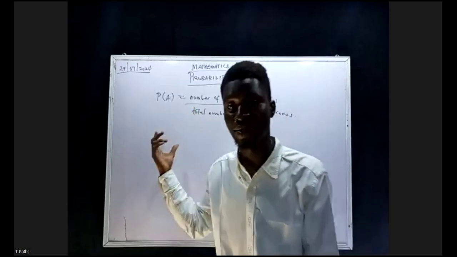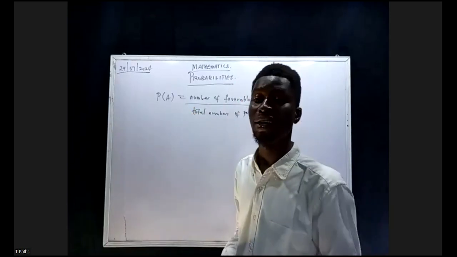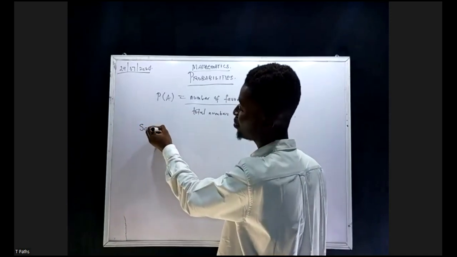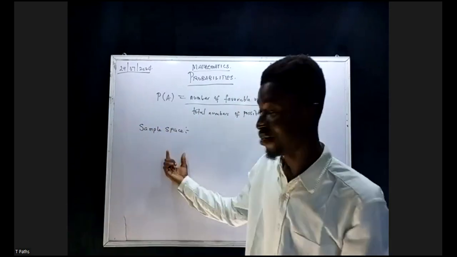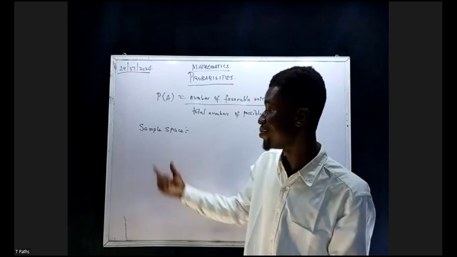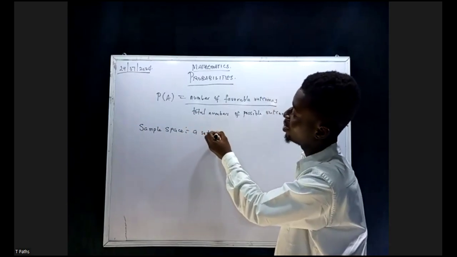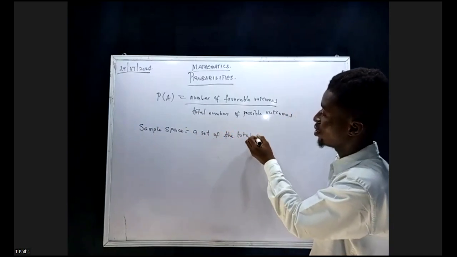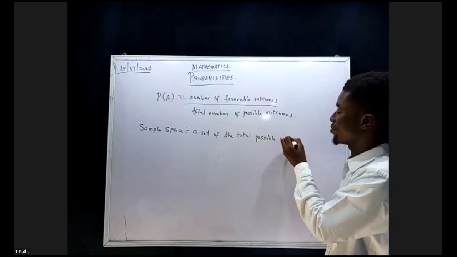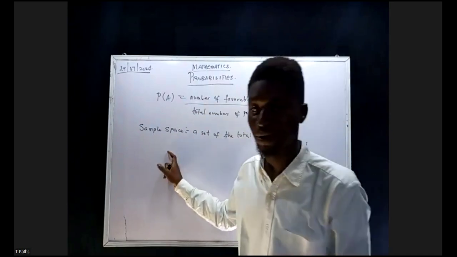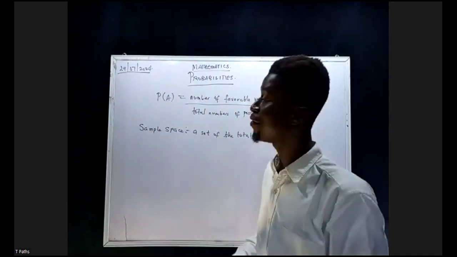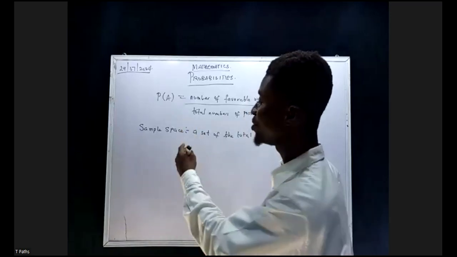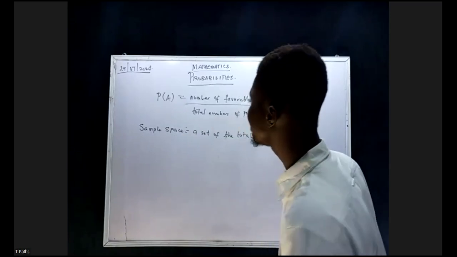Now, this will make more sense when we delve deeper into probability. Before we go deeper, I have to talk about sample space. I'm sure you must have heard of it before. Sample space simply means a set of the total possible outcomes. Before you solve any probability question, you need to take into consideration your sample space, and you need to know its meaning. Now, let's take an example.